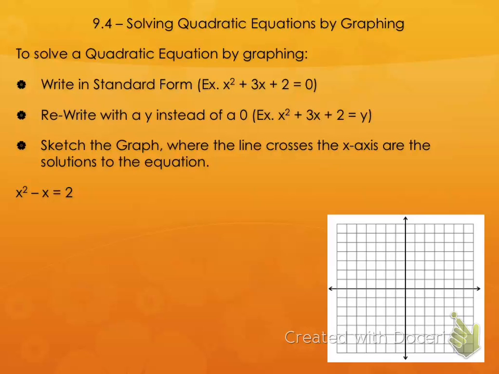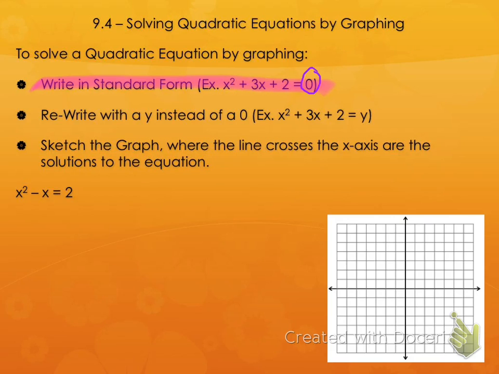Alright, today we're going to be solving quadratic equations by graphing. To solve a quadratic equation, the first thing we're going to do is write it in standard form, which means that I have all of my variables and all of my constant terms over to one side. This also means that on one side I'm going to have a 0 on my equal sign.